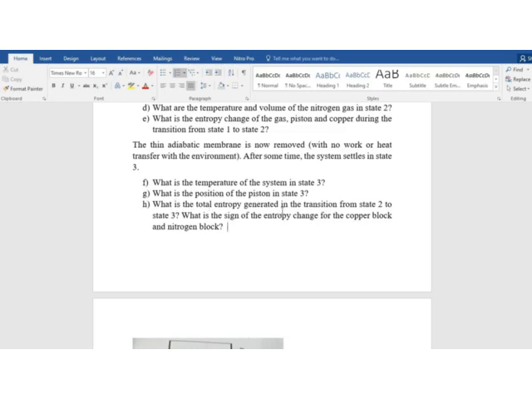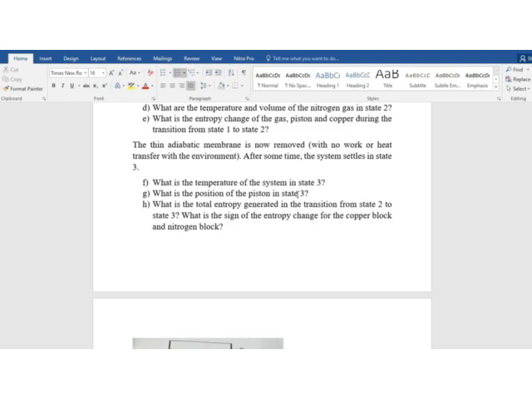So what is the total entropy generated? From all we have seen, the system hasn't made any work or heat transfer with the environment, so the system is at equilibrium. Therefore you can just use the entropy formula to calculate the change in entropy for the copper block and nitrogen gas. The entire system is now in equilibrium, so we can assume that the gas has the same temperature as that of state 2 temperature, and state 3 is the same for the gas.